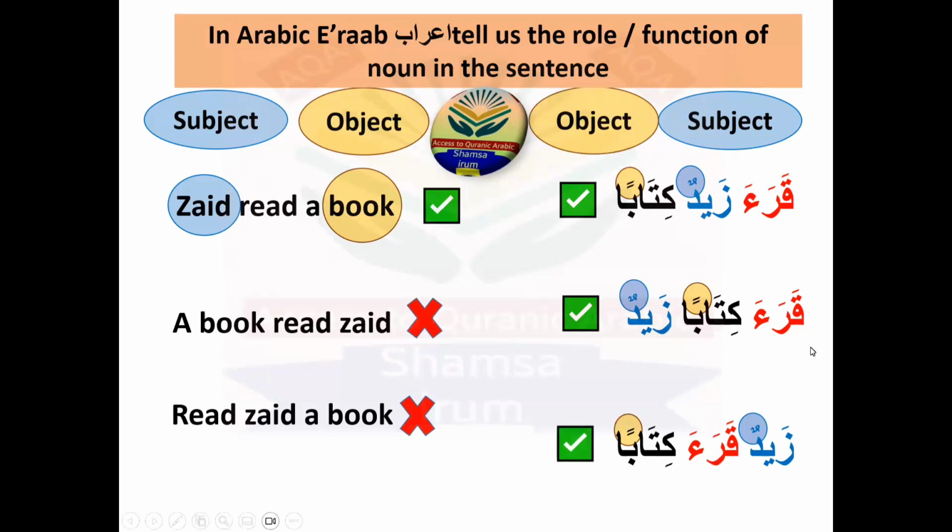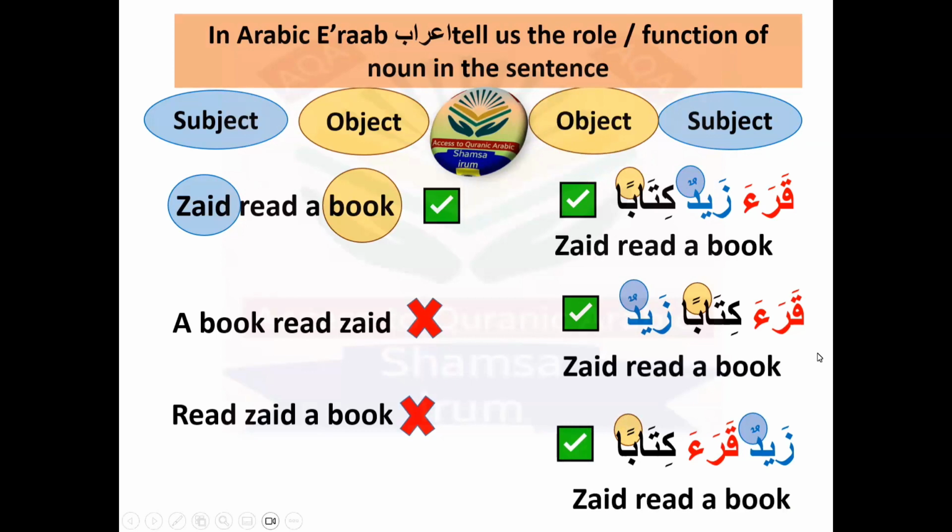These three sentences are correct, and all three sentences give the same meaning. Zaid read a book. The meaning is totally the same, even though I change the position of the words with the same haraka. If I change the haraka, then of course the meaning is going to change. So this is the beauty of Arabic.